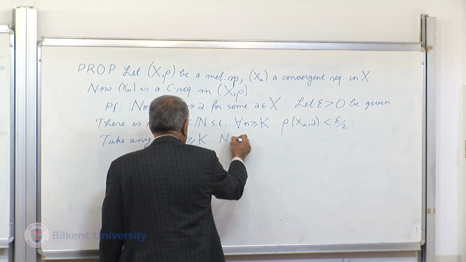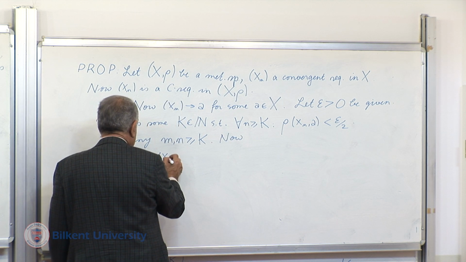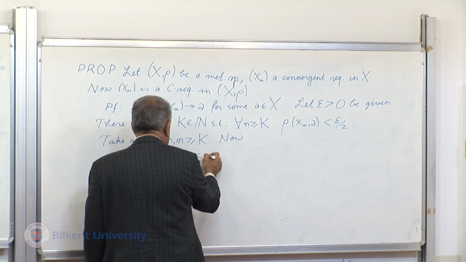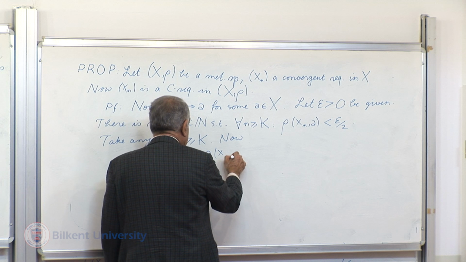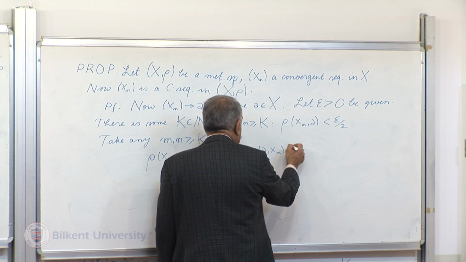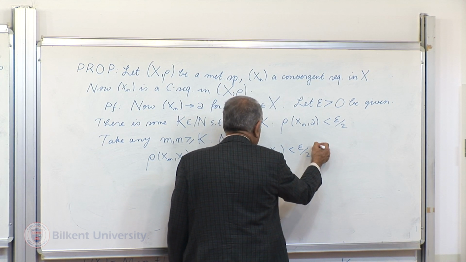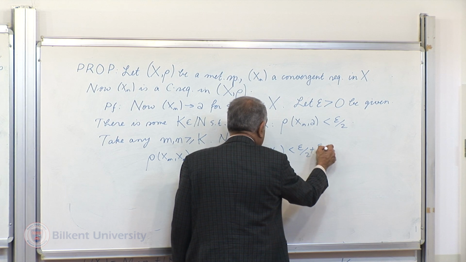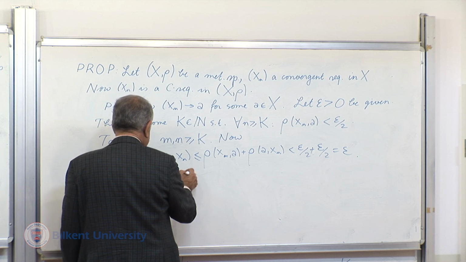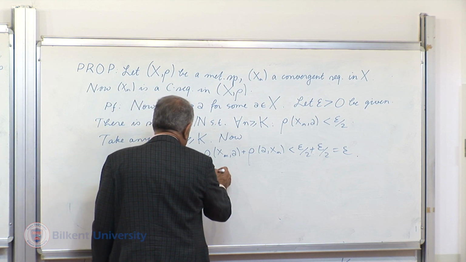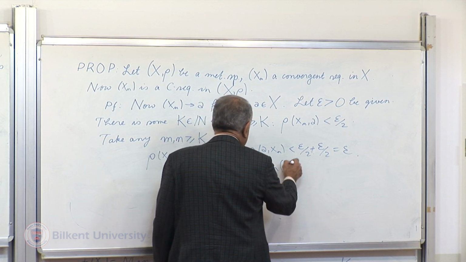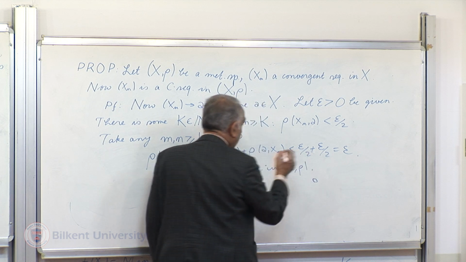Now, rho(x_m, x_n) is less than or equal to rho(x_m, A) plus rho(A, x_n), but they will both be less than epsilon over 2 each, and that will be less than epsilon. So x_n is a Cauchy sequence in X, rho.